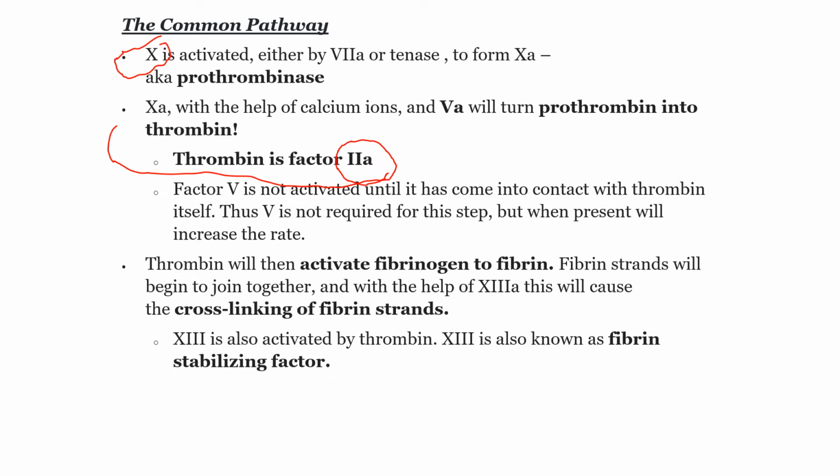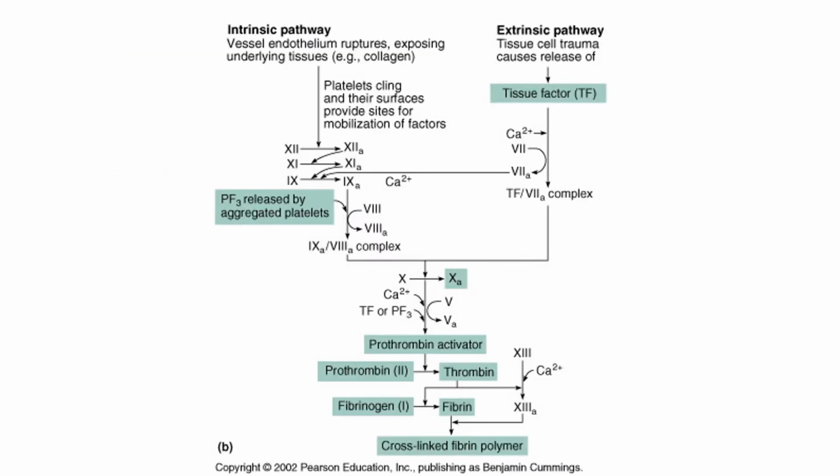prothrombin to produce what? Or fibrinogen to produce what? Fibrin to form the permanent clot. So this is the summary. The common pathway starts with factor 10.